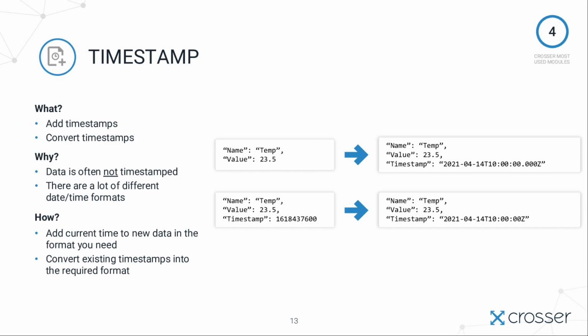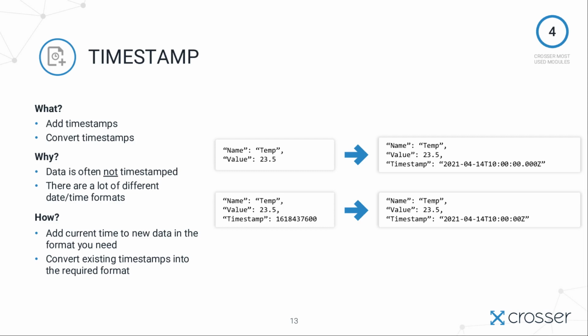Because in many cases, when you receive data, there is no timestamp. You don't know when this data was captured. For example, if you get data from a PLC, there is no timestamp associated with that. So in many cases, then you want to add the current time to the data so you know when it was captured.